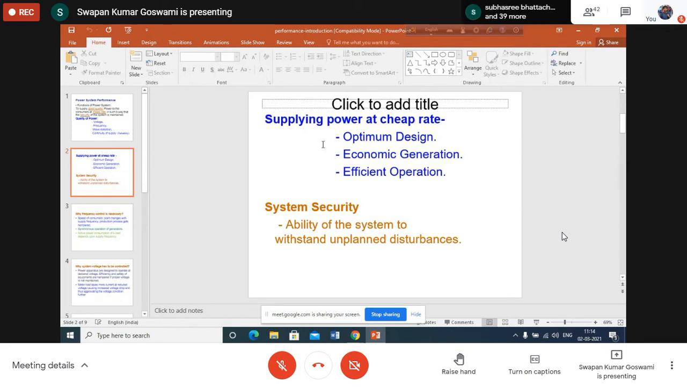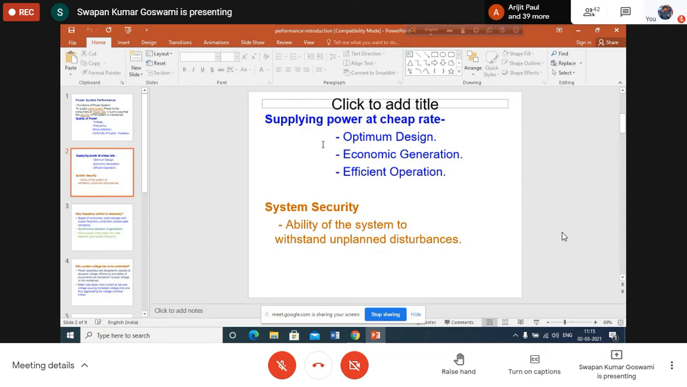Therefore, in system security, what we do is see what will happen in the system if a certain component is disconnected from it. If a transmission line is disconnected from the system, what is the impact of that disconnection? If a generator is disconnected, what is the impact of that disconnection on the system? These things are always monitored and determined.